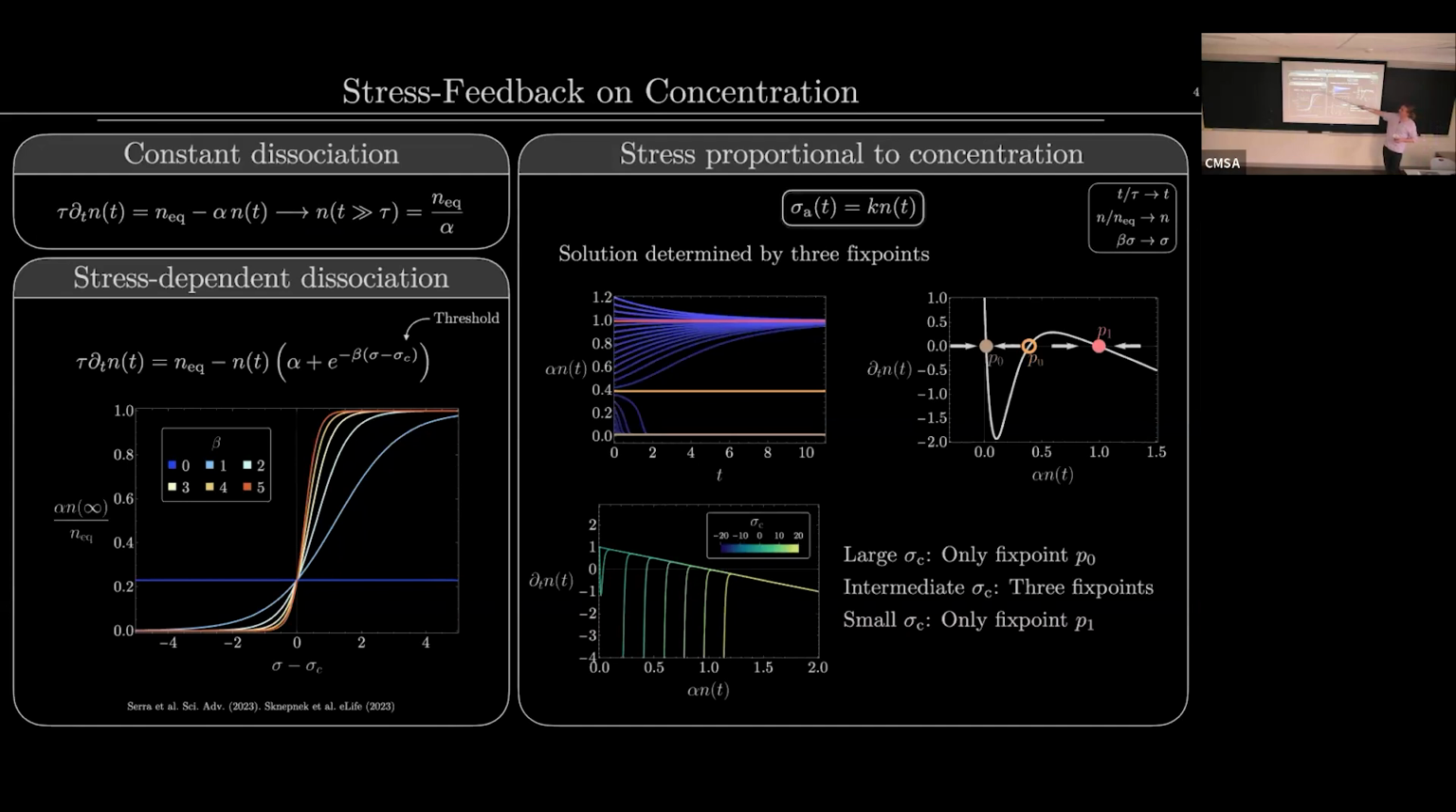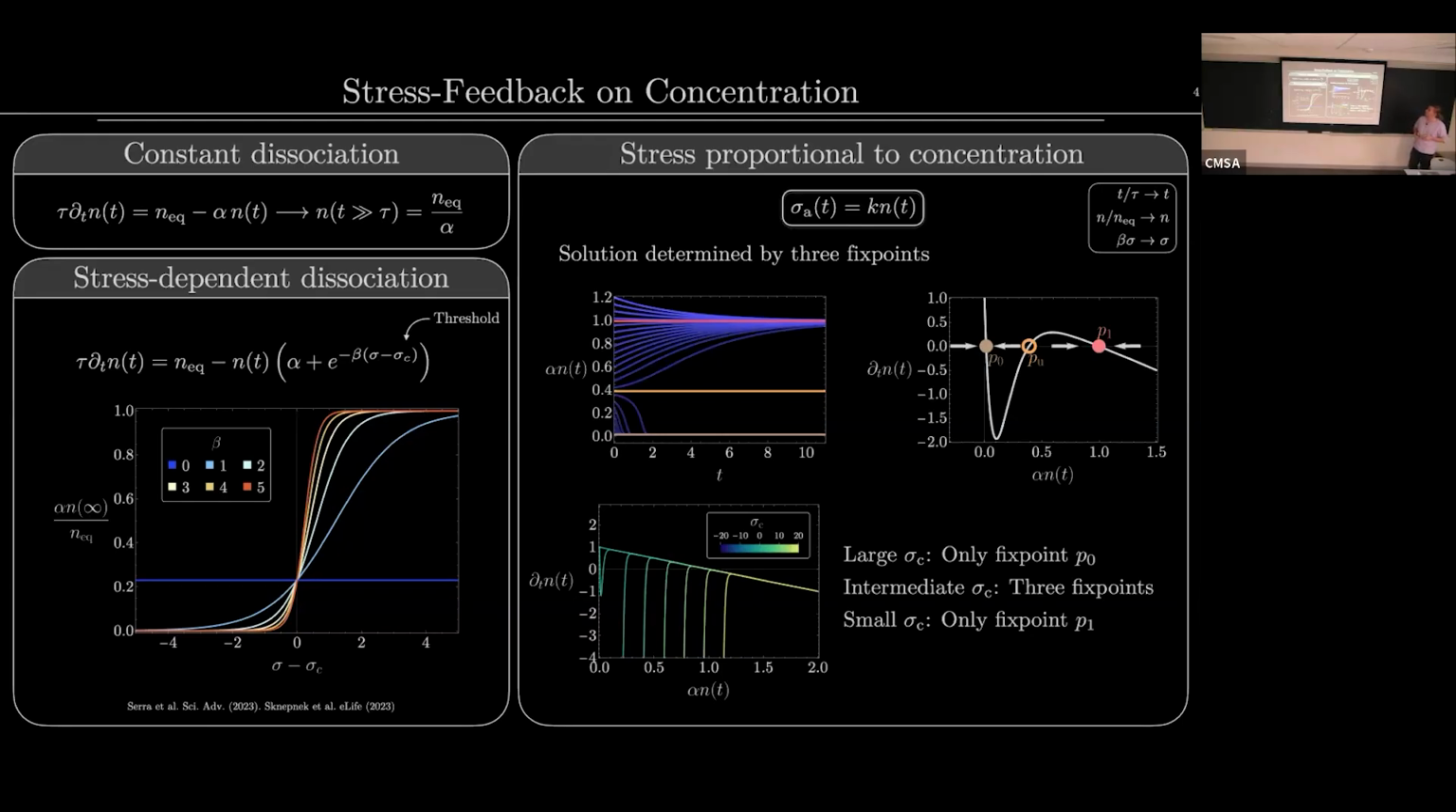This threshold here, which tells you how strongly you have to pull to have any effect, sets the fixed points that you have. For a very large threshold, you only have the solution near zero, so everything always decays to zero. For very small thresholds, the only possible solution is one, so you're back to the constant dissociation, and everything always goes to the constant solution independent of initial conditions. And then for intermediate values, you have these three fixed points, and depending on the initial condition, you run into one or the other. That's the interesting case, of course.